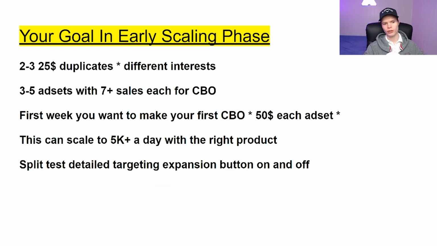So what's your goal in the early scaling phase, you might ask? Your goal in the early scaling phase is always going to be 2 to 3 $25 duplicates. That means you will have, for example, 3 ad sets that are already duplicated to $25, 3 different interests, for example. Obviously the goal is always to get 3 sales in 1 ad set, but if you want to scale the product long term, you want to have like 3 interests that have 3 sales each, so you can have 3 $25 duplicates.